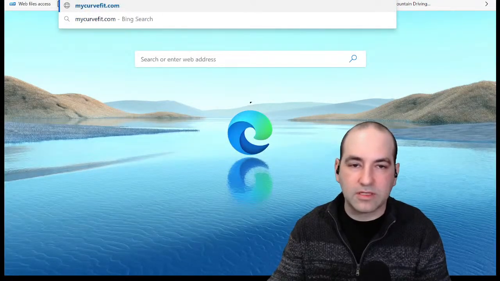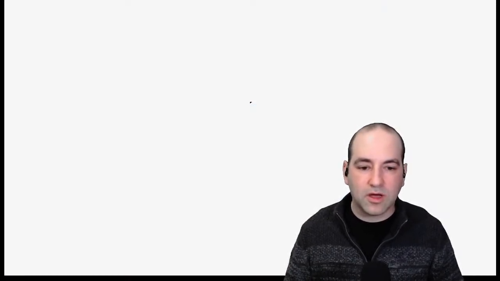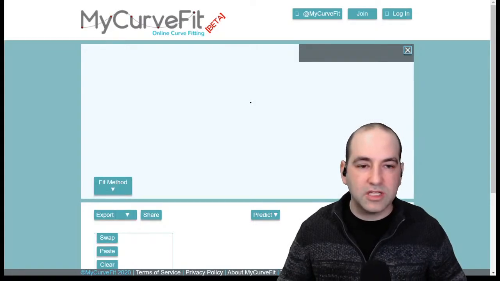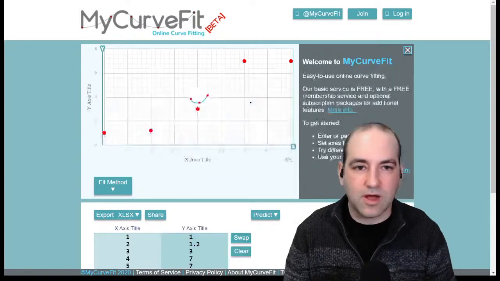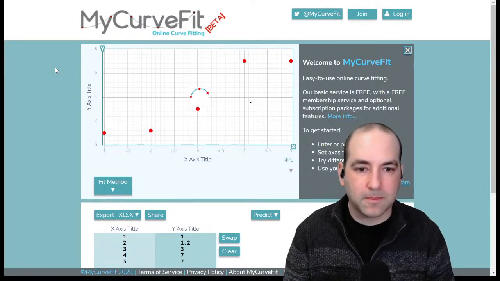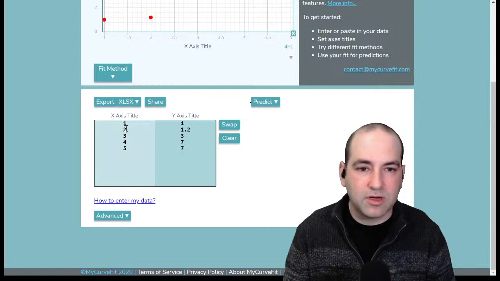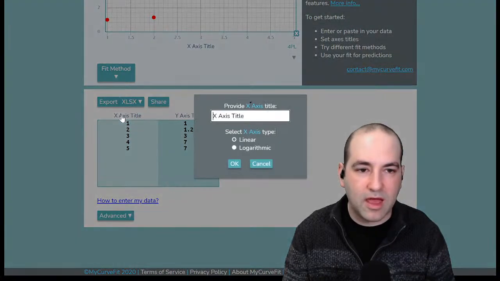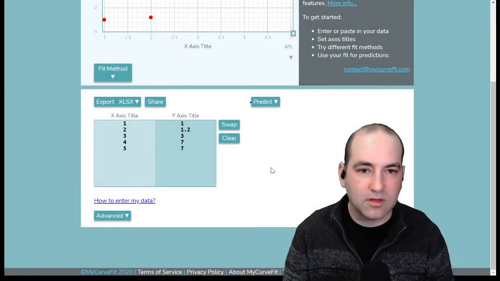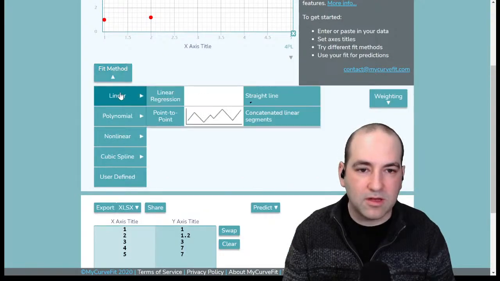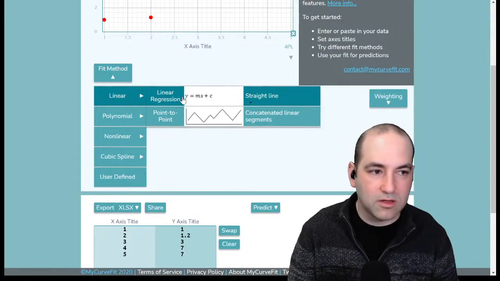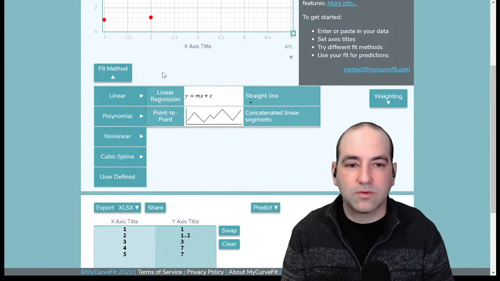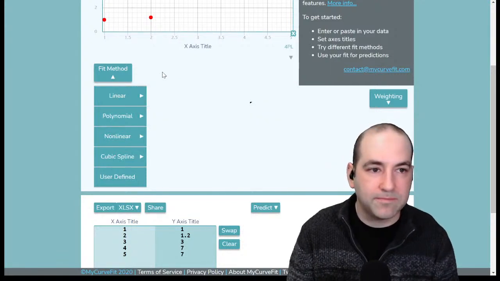So this is one of the free ones that's listed there, mycurvefit.com, which should allow you to make a decent graph. If you want to use more common software like Excel or Google Sheets, that should work fine for this as well. All right, so here all you do is you put in your data here. You can put in your axis titles, and then you're going to pick fit method, and we want a linear regression, regular straight line, and that's what we'll use to determine the density.